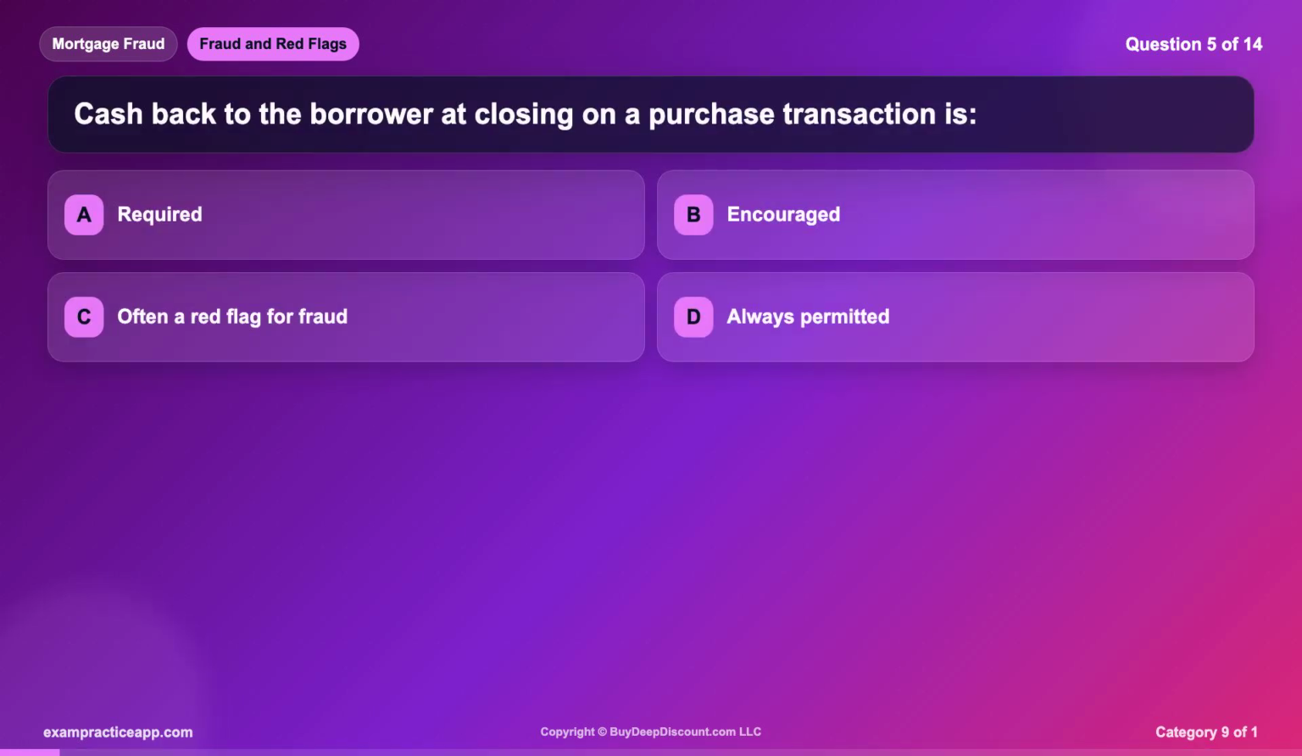Question 5. Cash back to the borrower at closing on a purchase transaction is, option A, required. Option B, encouraged. Option C, often a red flag for fraud. Option D, always permitted. Take a moment to choose your answer. The correct answer is option C, often a red flag for fraud. Explanation: cashback may disguise inflated sales prices.